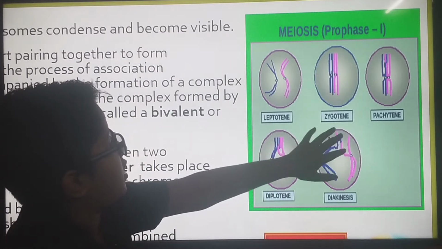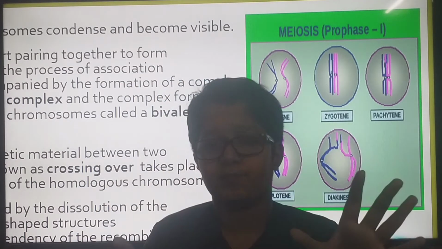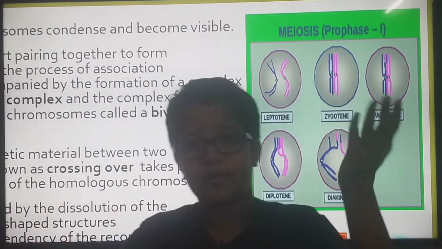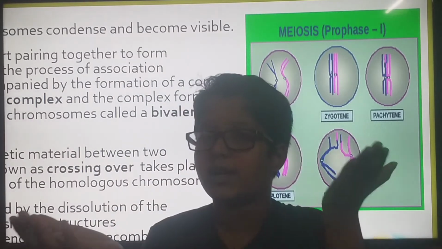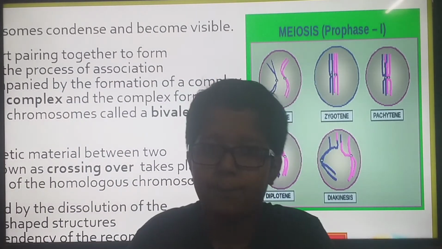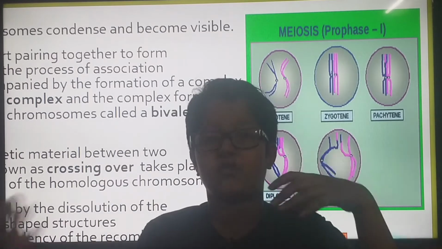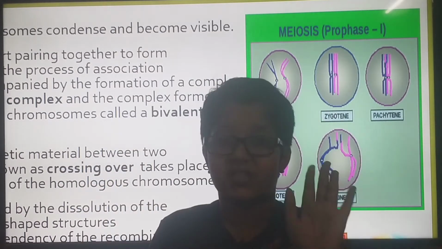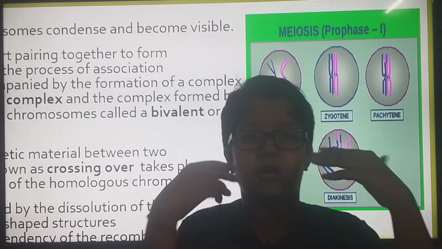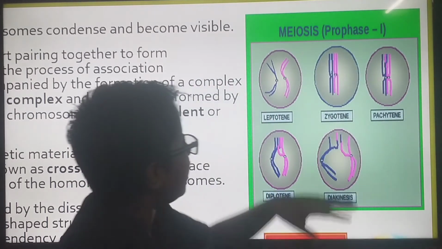Next, zygotene. What happens in zygotene is that they make pairs. Some chromosomes are given from the father, and some chromosomes are given from the mother. For our embryo to develop, features such as eye color, hair color, texture, and color of the skin come from both the parents. For example, the father has black eyes and the mother has blue. So both genes come together and make pairs.